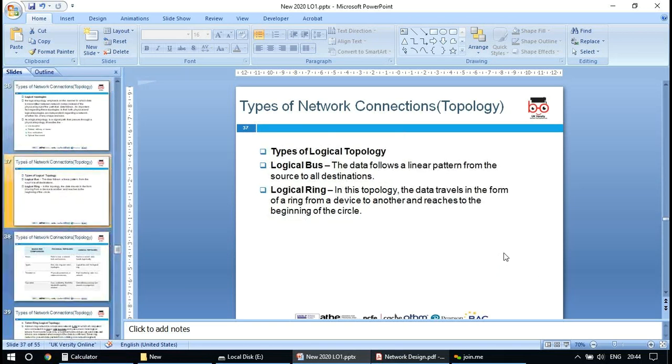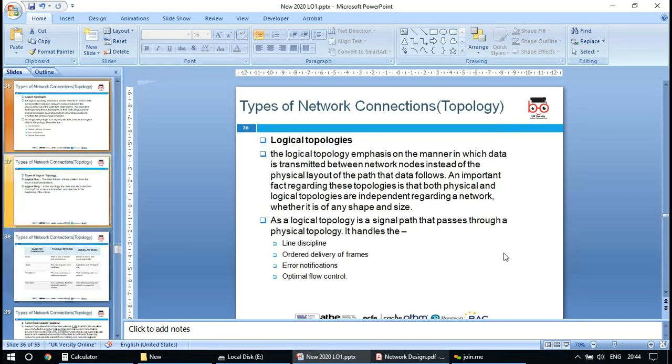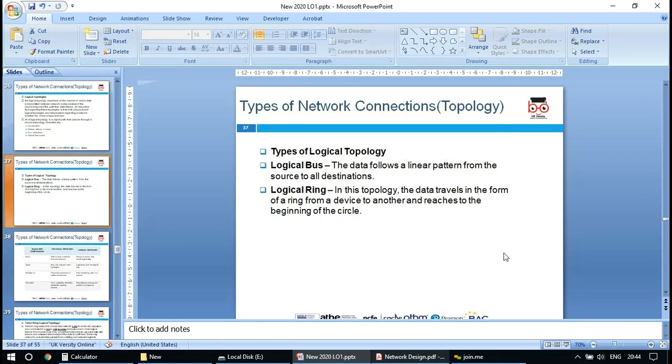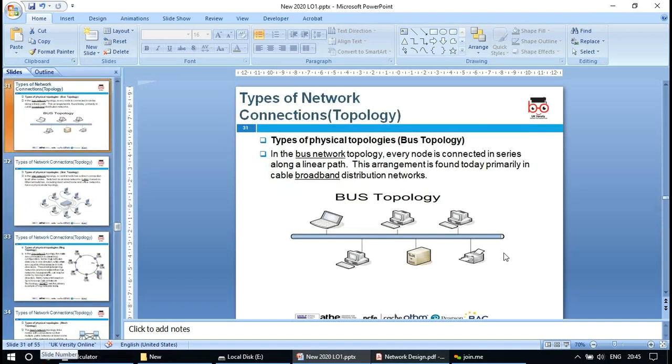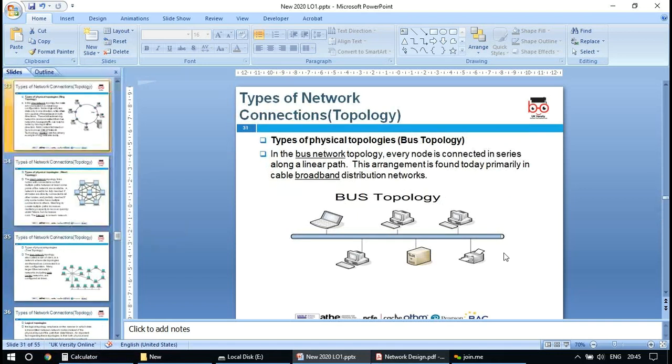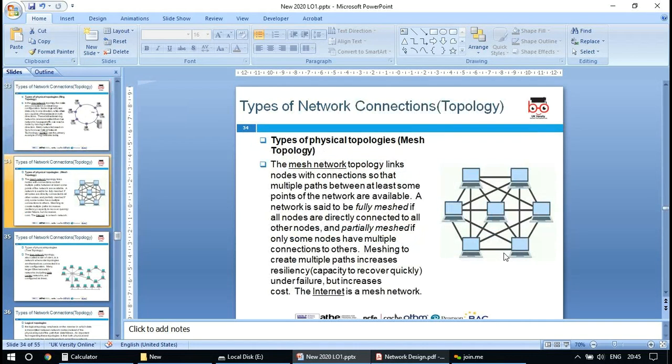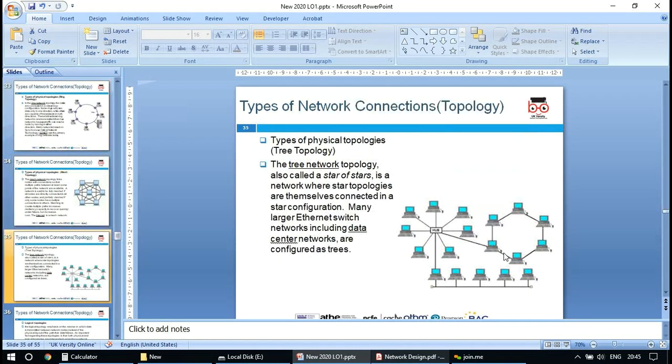Okay, thank you. And furthermore, the logical topology is further divided into logical bus and the logical ring. Yeah, they could be working like a logical bus. The bus is where computers are connected in a straight line, like this one, bus topology. And the logical ring is the further one, into ring. But the main thing is the two.